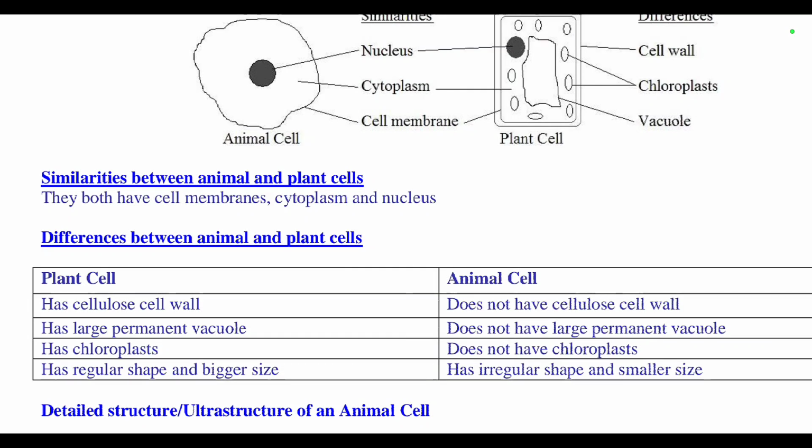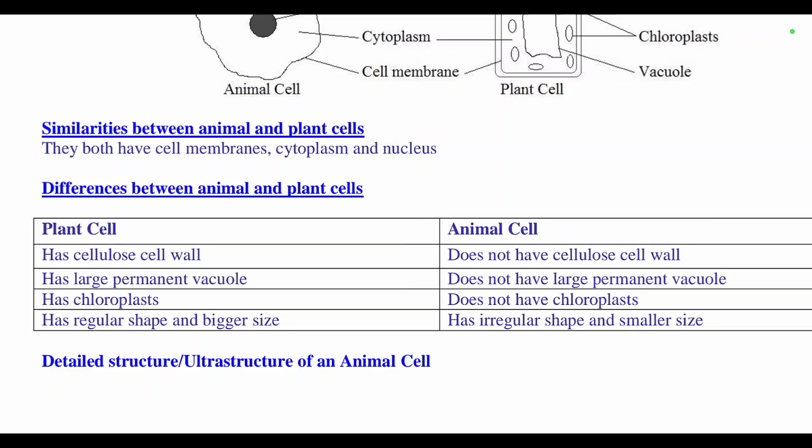They both have cell membrane, cytoplasm, and nucleus, that we know. Now, the difference is that a plant cell has a cellulose cell wall, large vacuole, chloroplast, and a regular shape and bigger size. An animal cell doesn't have a cellulose cell wall, doesn't have a permanent vacuole, doesn't have chloroplast, and has irregular shape and small size.